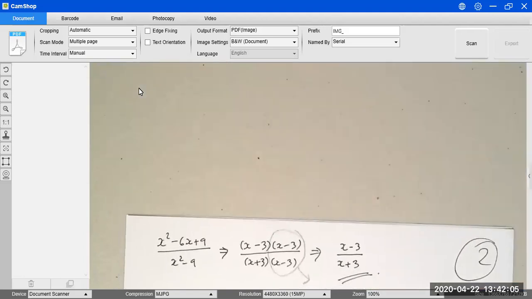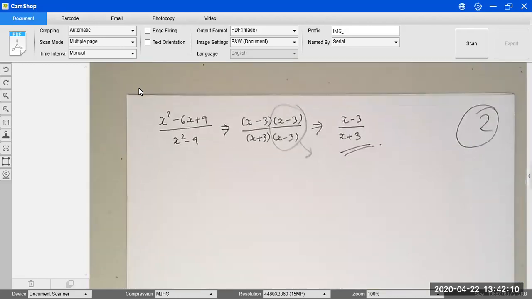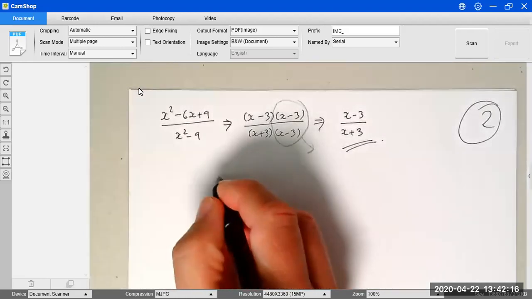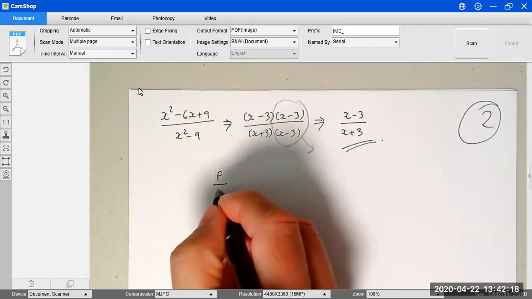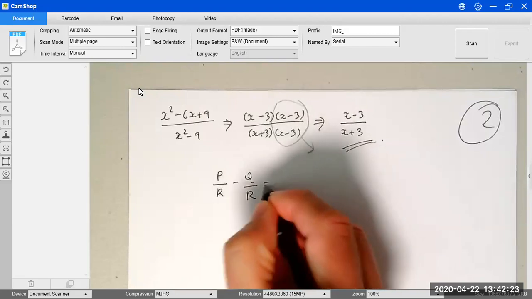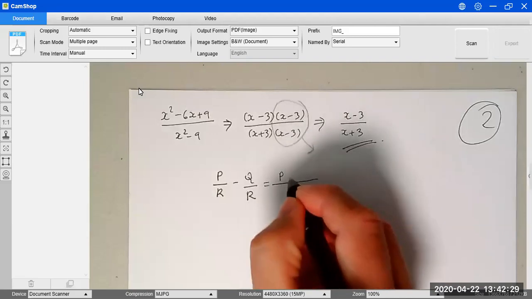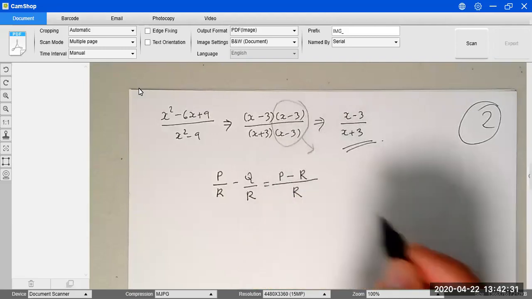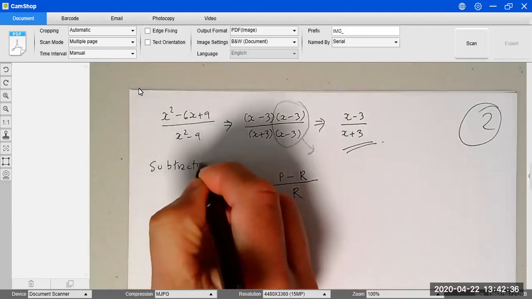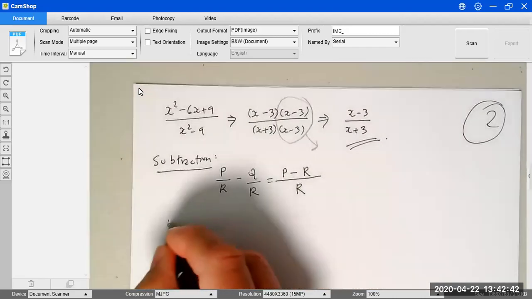So let's work now with subtractions. The only difference when you have a subtraction, if you have P over R minus Q over R, is that you're going to write again your common denominator, and then you're going to write the difference as a single numerator. So this is for subtraction of rational expressions.